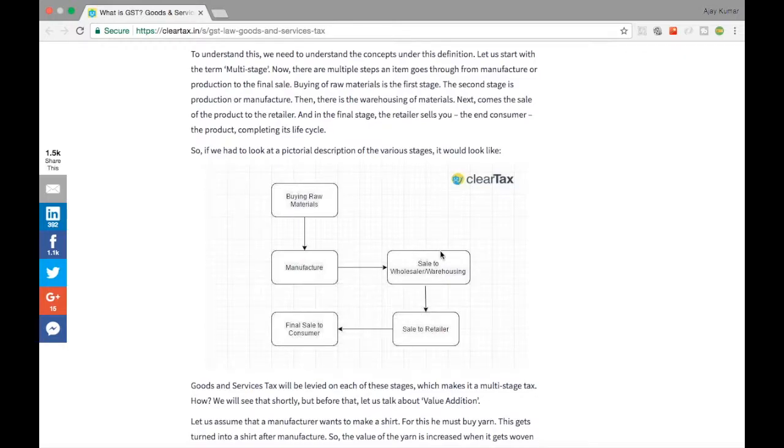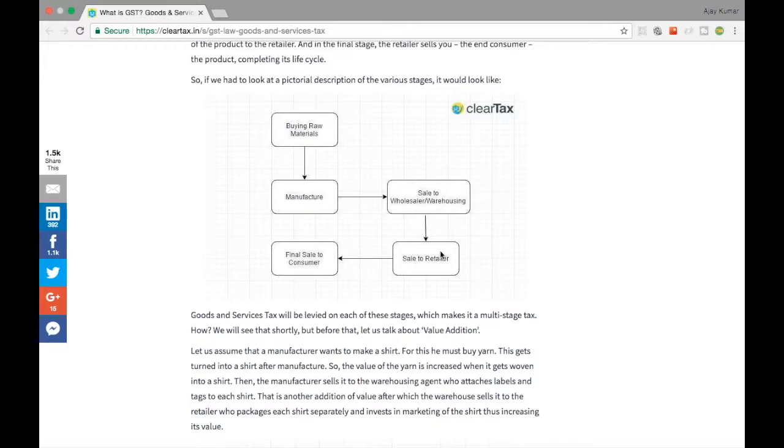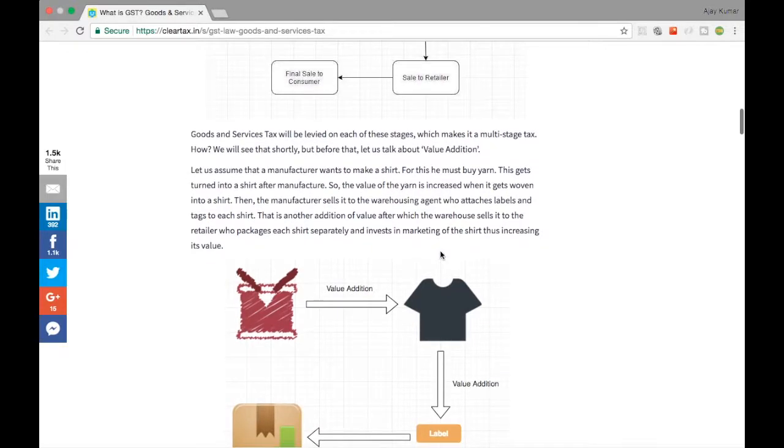So everybody was paying the same amount of tax even though there was only a small value addition. From the wholesaler to the retailer, for example, there won't be much value addition. He will just stamp his label or something like that, that's it. But still you have to pay the tax again. So if you consider the whole life cycle, you are paying the same tax in too many places, right? That is why GST has been created.